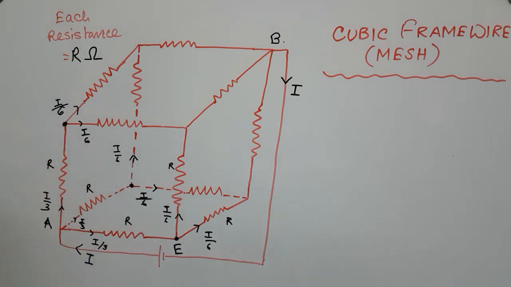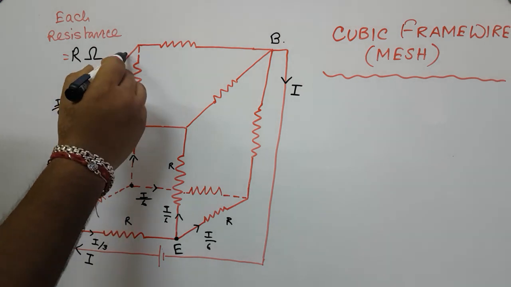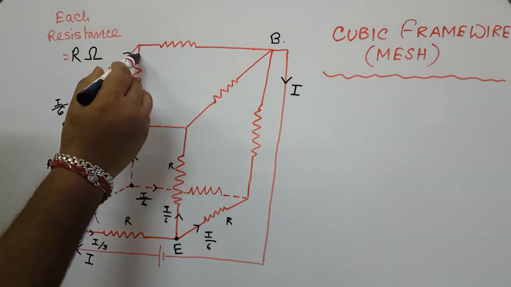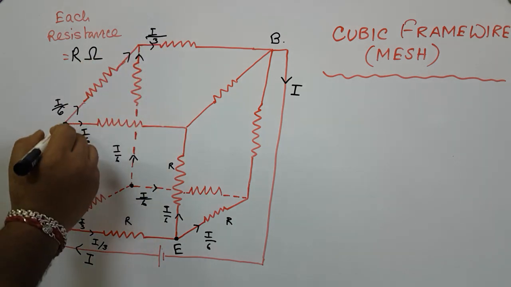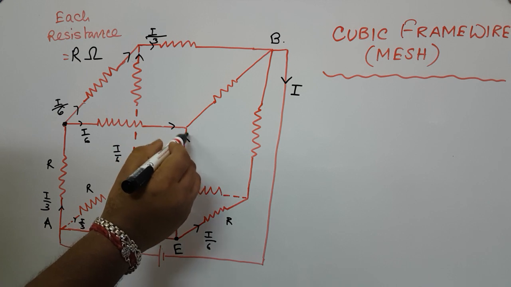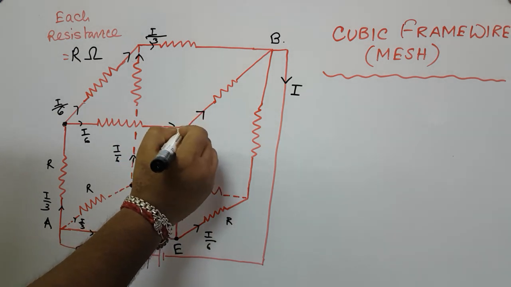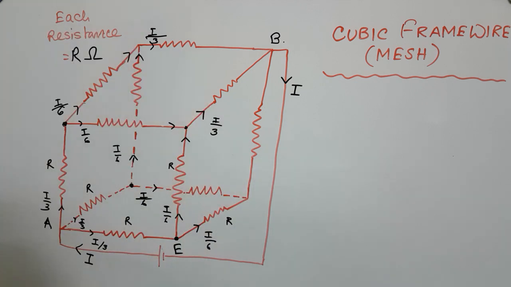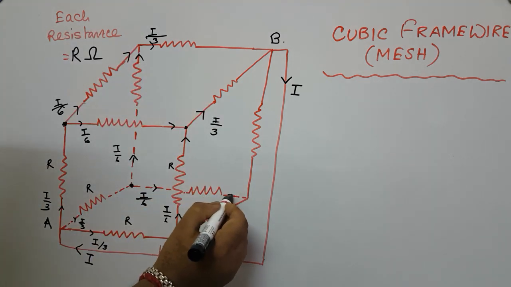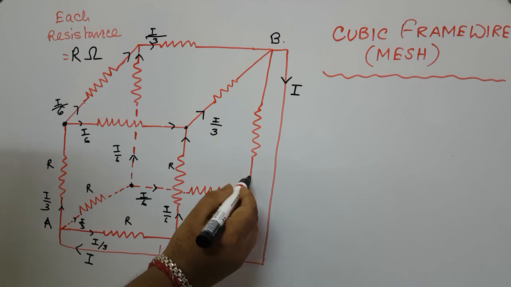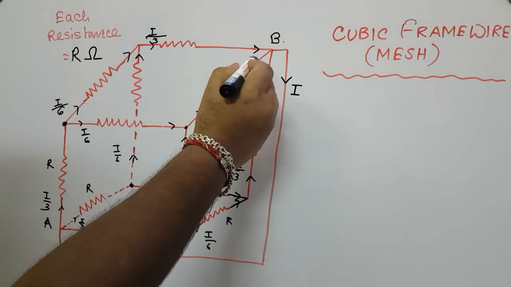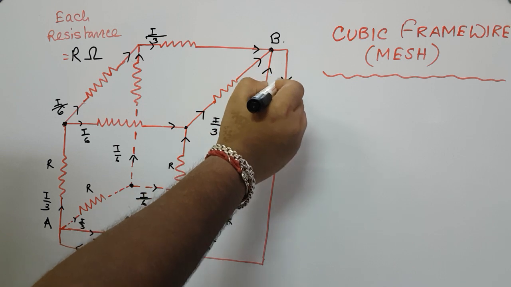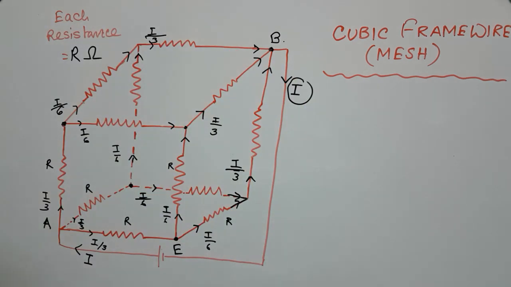Now this I by 6 and this I by 6 will combine here to produce I by 3, and this I by 6 component and this I by 6 component will again give I by 3 here, and these two, I by 6 and I by 6, will also give I by 3 here. And these I by 3, I by 3, I by 3 will combine to give you capital I here.